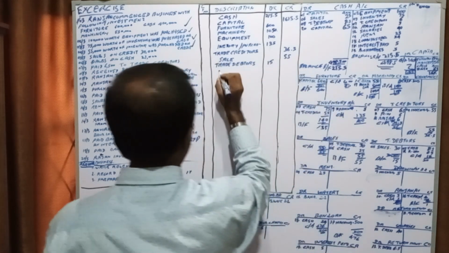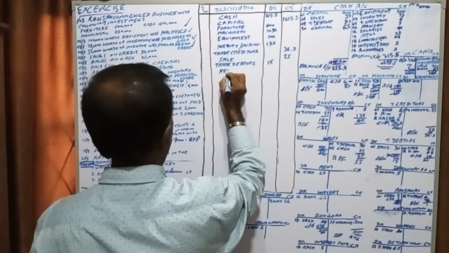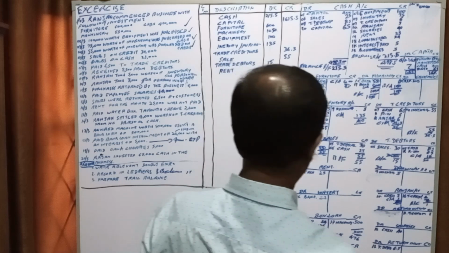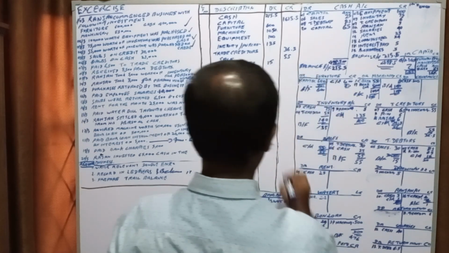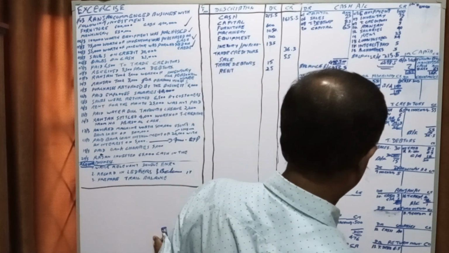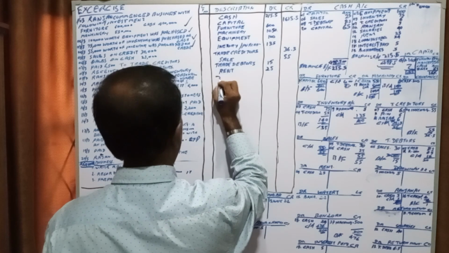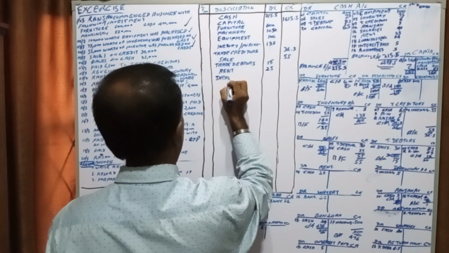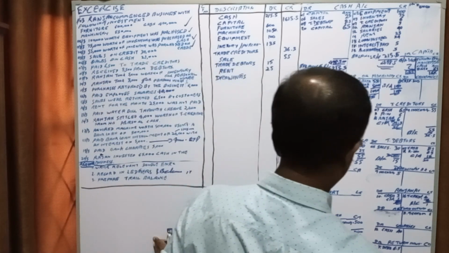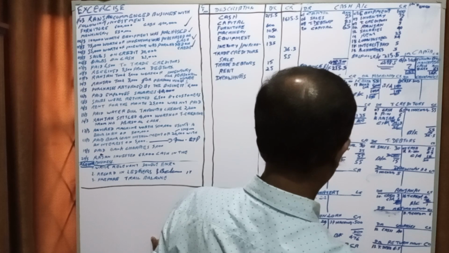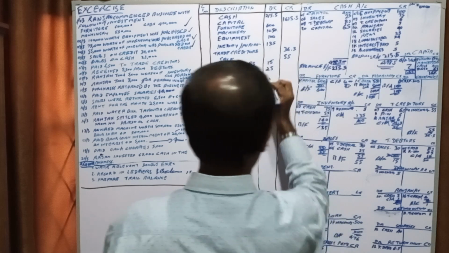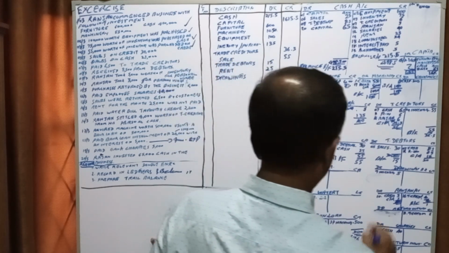Next one is rent. Rent, $25,000. Drawings. Drawings belongs to 5. Drawings is a debit balance.